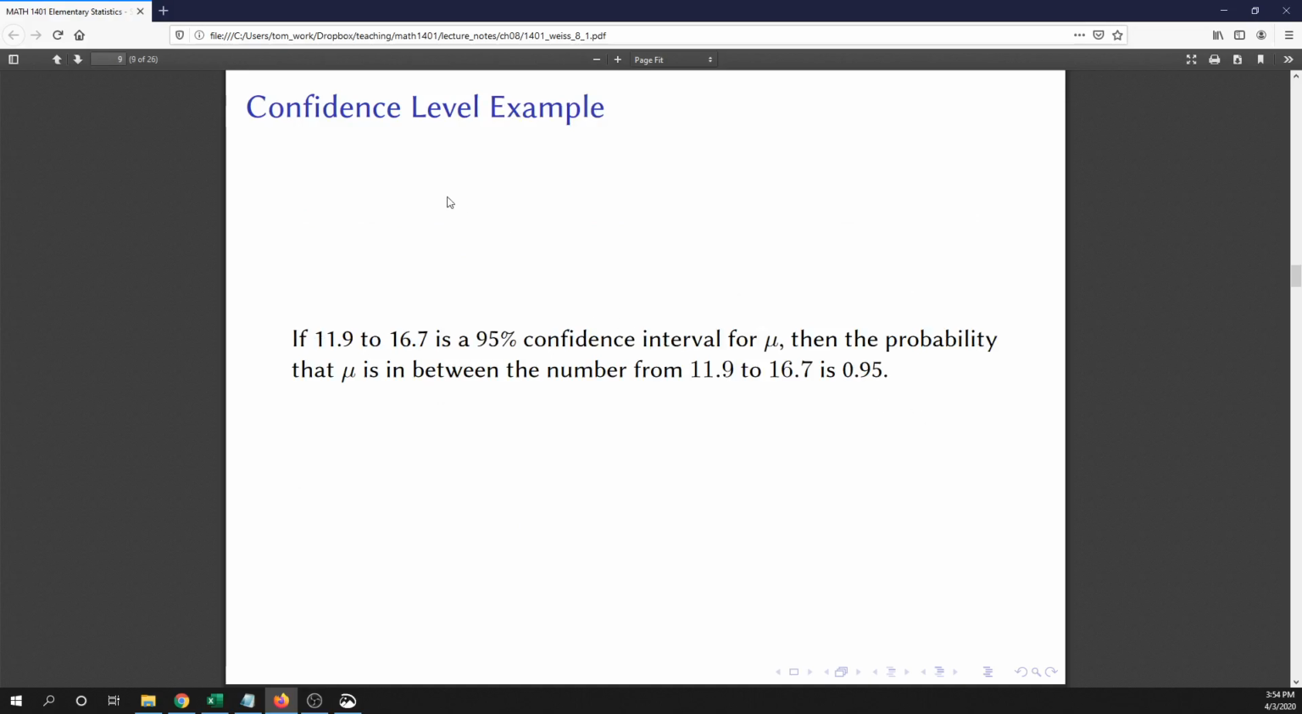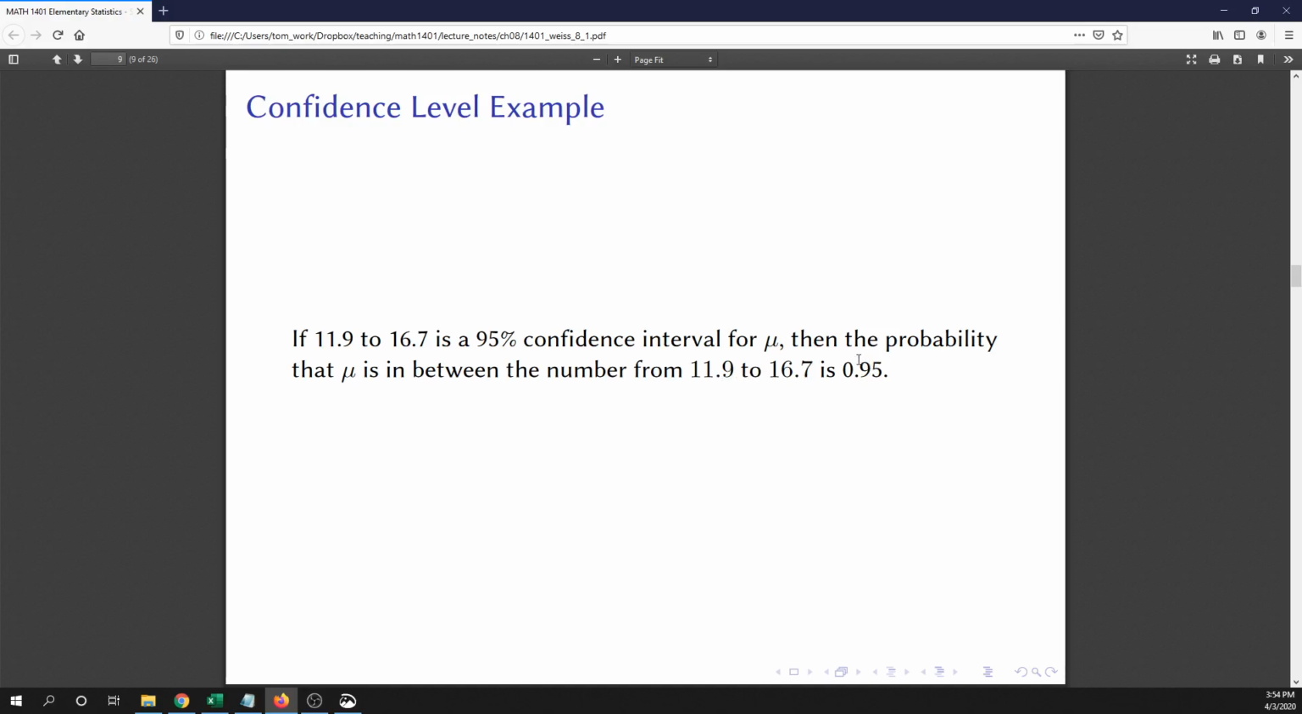Okay, so let's say we have a confidence interval of 11.9 to 16.7 with a confidence level of 95% for some population mean, mu. So what that means is that the probability that mu is in between the numbers from 11.9 to 16.7 is 0.95. In other words, there's a 95% chance that the mean is included here.